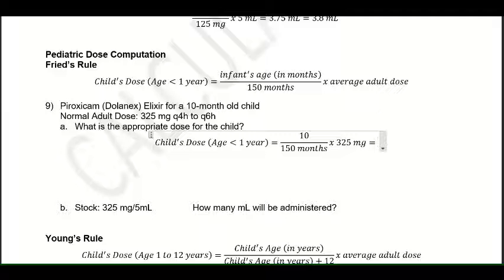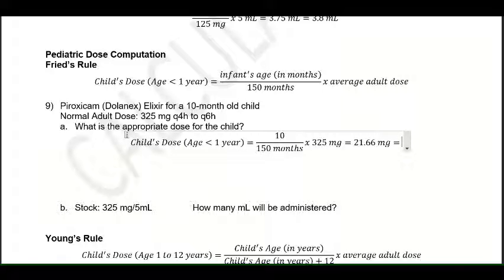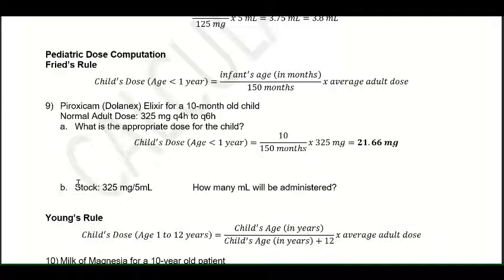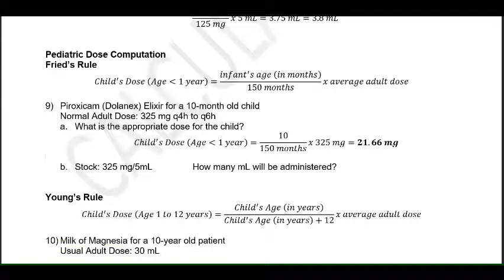Calculator's right, 21.66 milligrams. So if it's 21.66 milligrams, we can take that as an answer because it's still in milligrams. We're not after the ml. The stock is 325 milligrams per 5 ml.